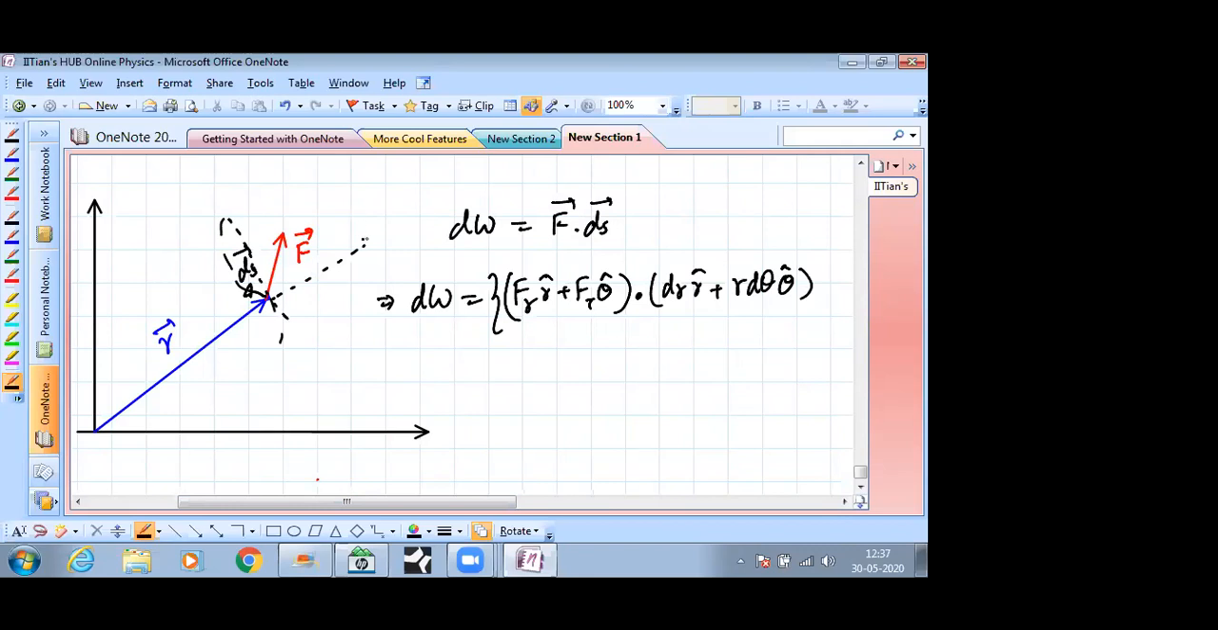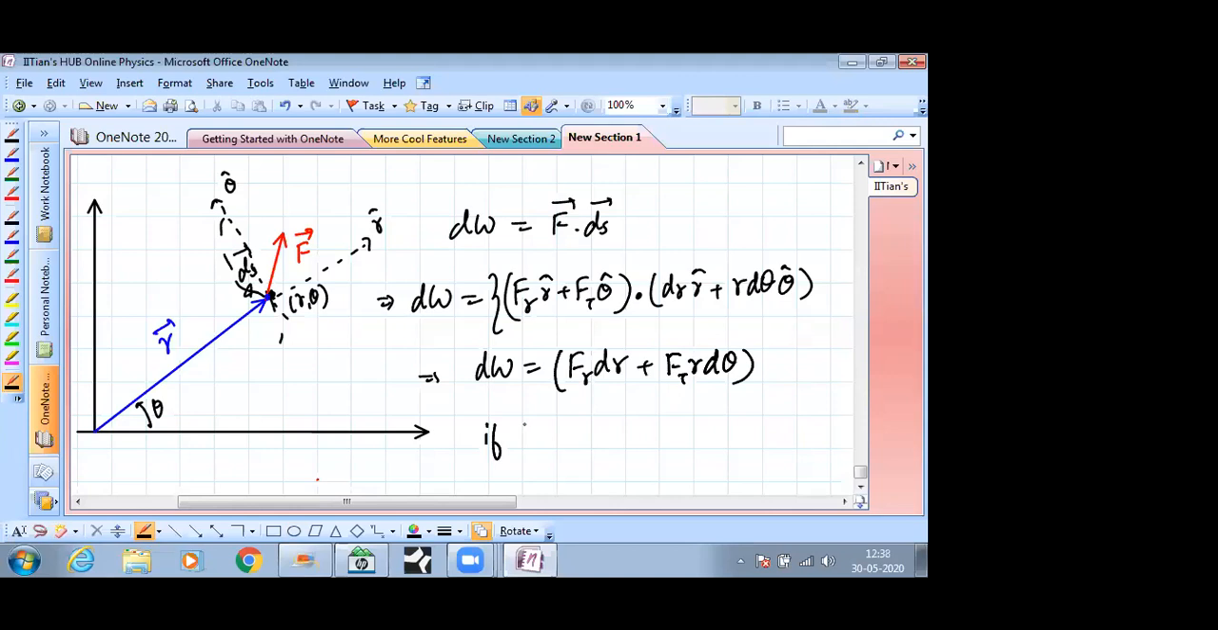So again, this is your r cap direction. This is your instantaneous theta. So the polar coordinates of that point are r, theta. When it's at these polar coordinates, the work done becomes Fr dr plus F tangential into r d theta.